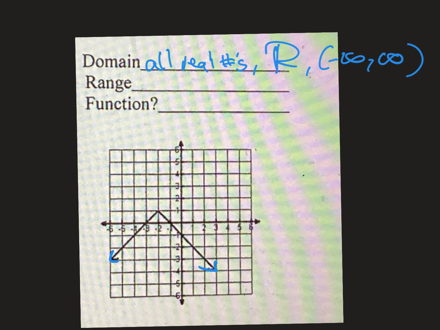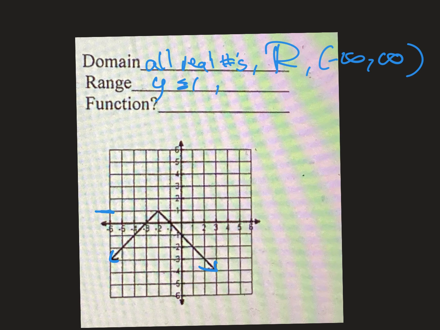The range is going down forever, but it's not going up forever. It's going down forever, but the highest point on the graph for the y coordinate, remember range is y, is 1. High as it gets. So what I can say is, okay, the y is less than or equal to 1. That's one way to do it.